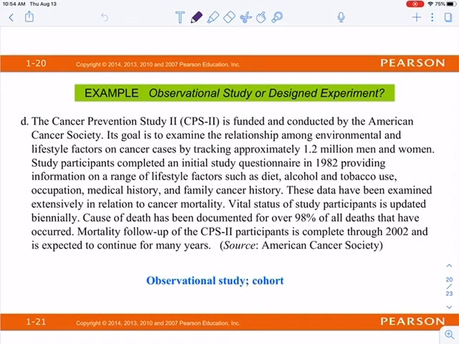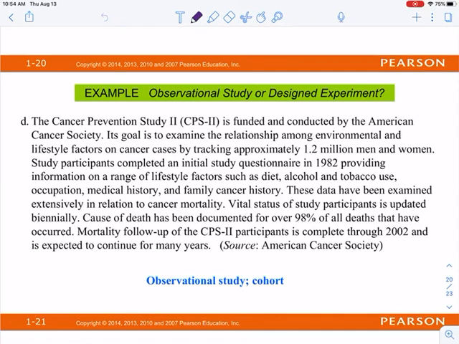Okay, and what that means is every other year. It's not important to the question, but just in case you were wondering what that word meant. The cause of death has been documented for over 98% of all deaths that have occurred. Mortality follow-up of the CPS-2 participants is completed through 2002 and is expected to continue for many years.